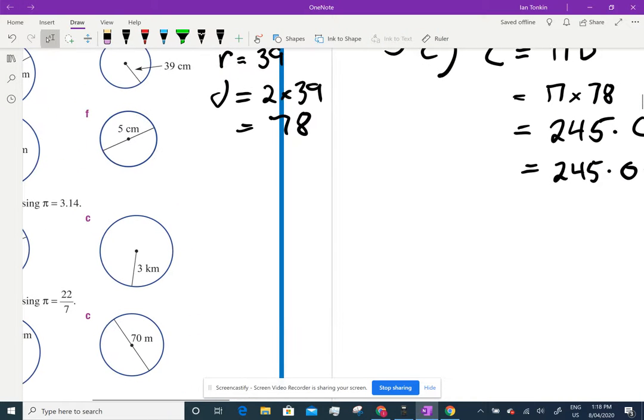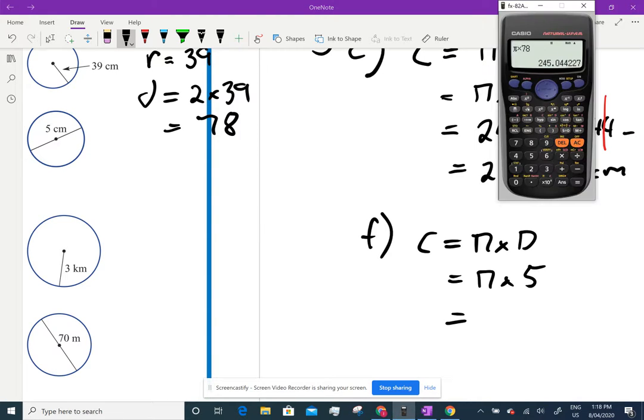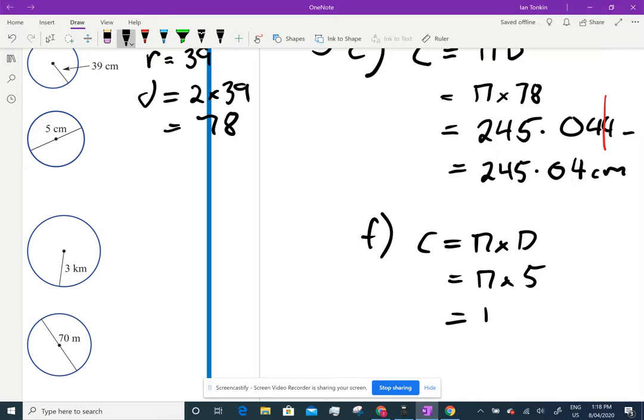Now 5F, circumference equals pi times D. This time they've given me the diameter, so it's even easier. So just go pi times 5. 15.707. Again, I'm going to round to 2 decimal places. So I'm going to go 15.7, and the number behind the red line, is it 5 or more? Yes, it is. So 15.71, and that was in centimetres.